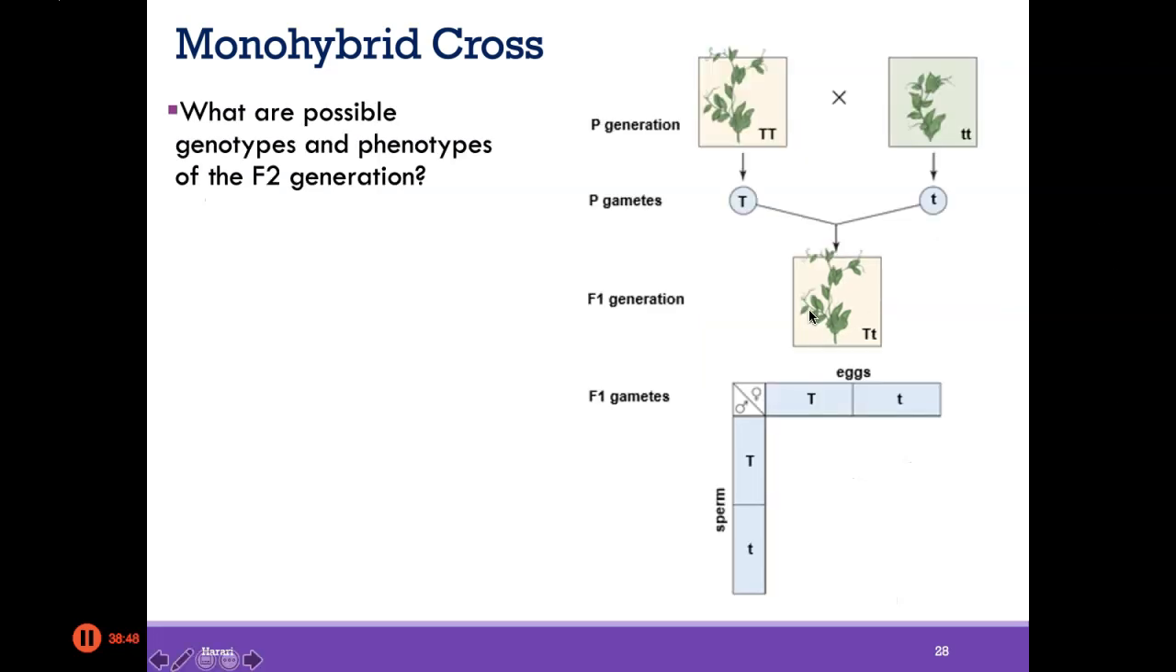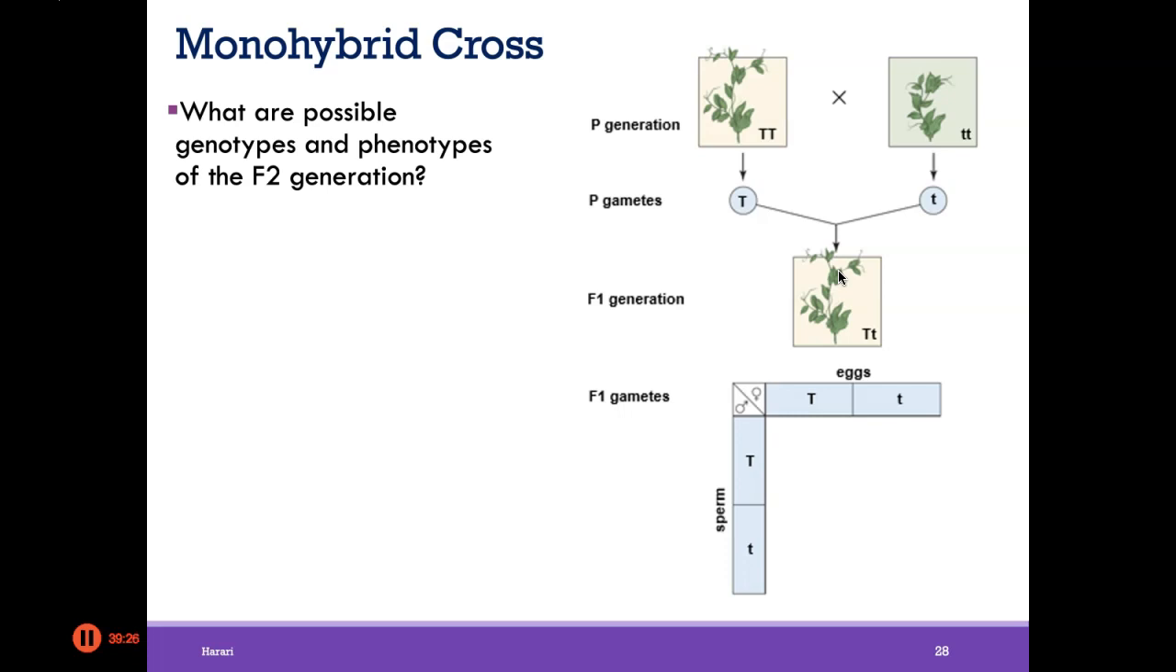So now things get a little more interesting. So this is where we are so far. This is now a hybrid plant. It's big T, little t. So this is a hybrid plant, and we're only looking at one trait. So this is what is called a monohybrid cross. And a monohybrid cross tells us what are the possible genotypes and phenotypes of the F2 generation. Right, so I want to predict if I have this hybrid F1 plant that looks tall, and I self-fertilize it with each other.